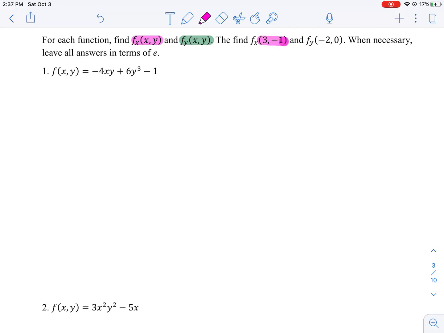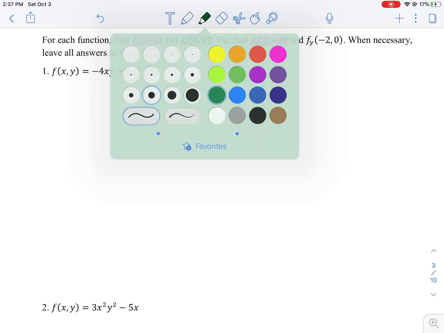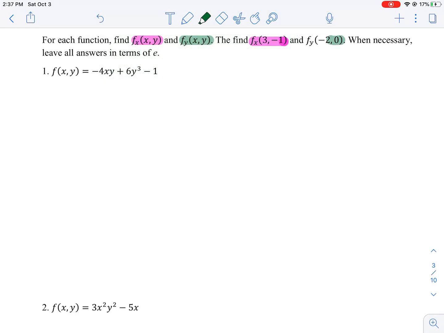Then evaluate the partial derivative with respect to x at the coordinate 3, -1, and evaluate the partial derivative with respect to y at the coordinate -2, 0. So let's start with the partial derivative with respect to x. So this implies that y is a constant, or y is a coefficient.